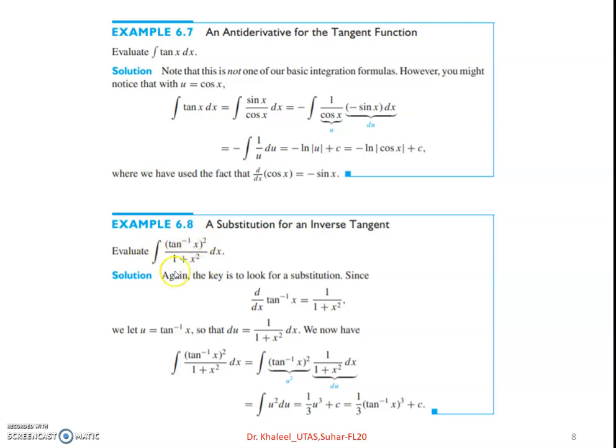If you look at this very carefully, if I take u as tan inverse x, what is the derivative of tan inverse x? It is 1 upon 1 plus x square. So if you take u as tan inverse x, then du becomes this. So tan inverse x becomes u square, and 1 upon 1 plus x square dx is du. So you see u square du, 1 upon 3, then u cube, then 1 upon 3 tan inverse x cubed plus c.